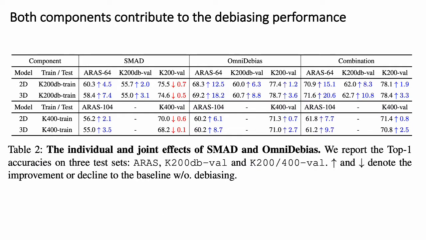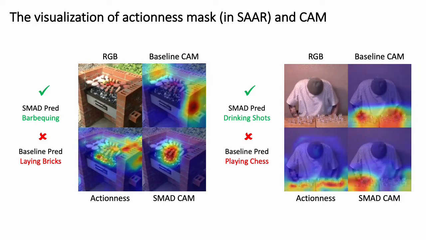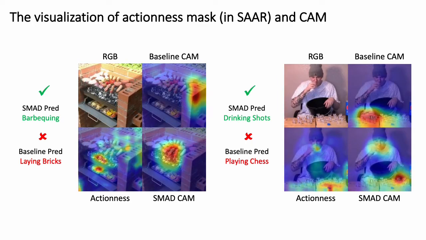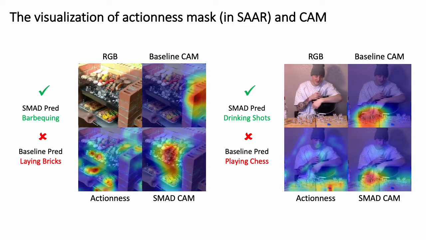We did extensive experiments to evaluate the debiasing effect of SMAD and OmniDebias. On all benchmarks, they significantly improved the accuracy on validation sets with large scene distribution shift. Moreover, the improvements of the two components are complementary and can be combined together. Here we show some qualitative examples. When visualizing the CAM and actionness score of models trained with our algorithm, we find that our model can focus on the action performer and suppress irrelevant backgrounds.